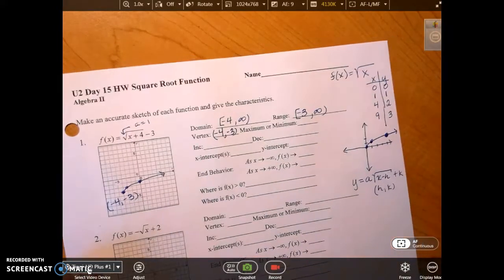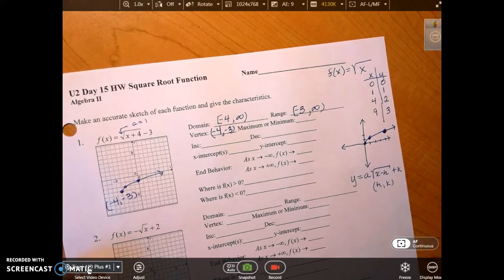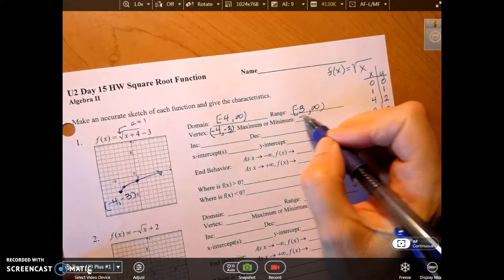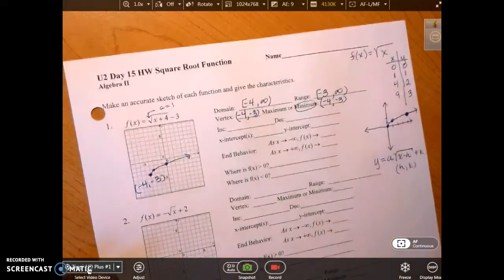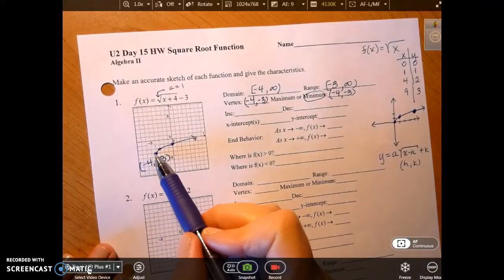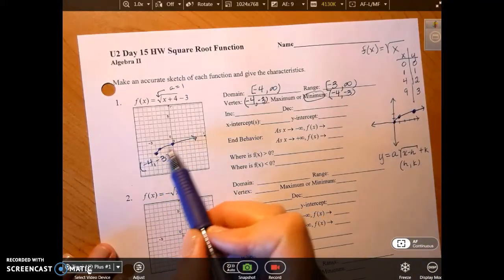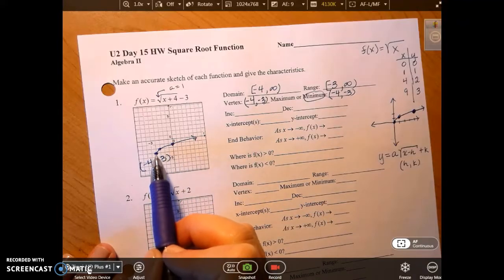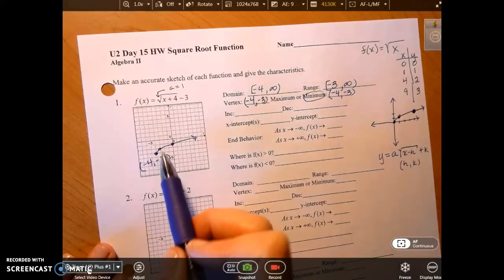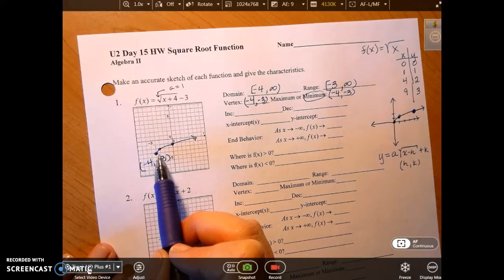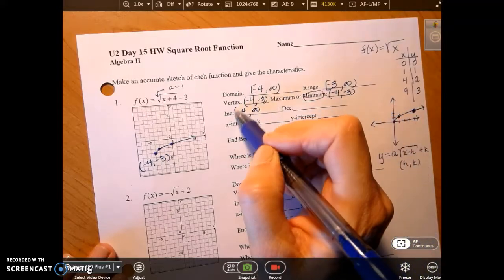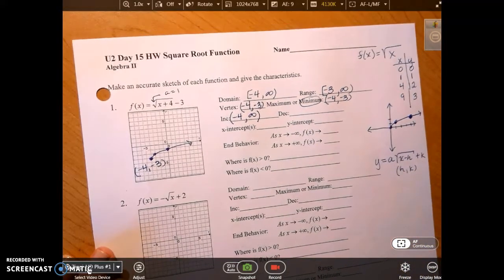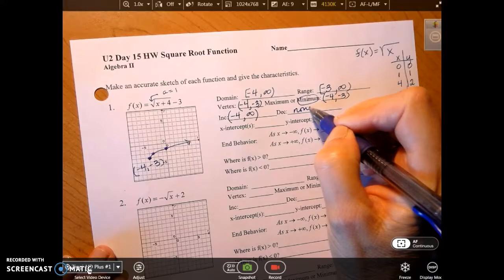It's kind of interesting. So max or min, and I definitely have a minimum at -4, -3. Where is it increasing? Well, this particular function increases always, but it's only for x's that fit in the domain, so you have to be careful with that. So I'm going to write my x values for which my y's are increasing are going to be from -4 to infinity. And remember, increasing and decreasing use parentheses. Where is it decreasing? Never.